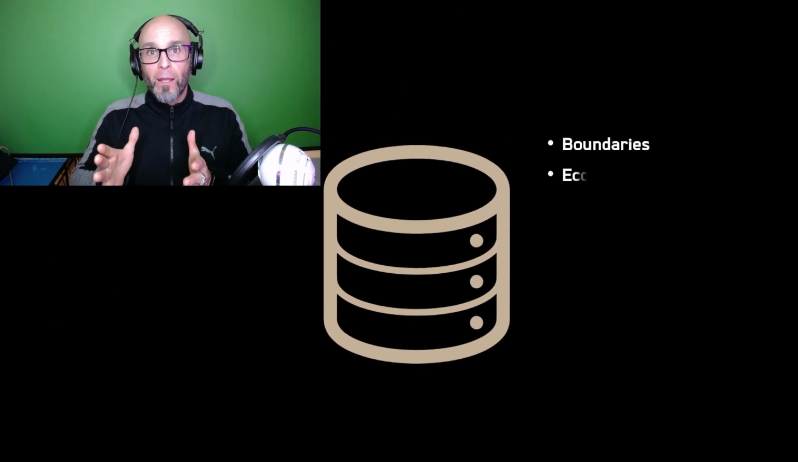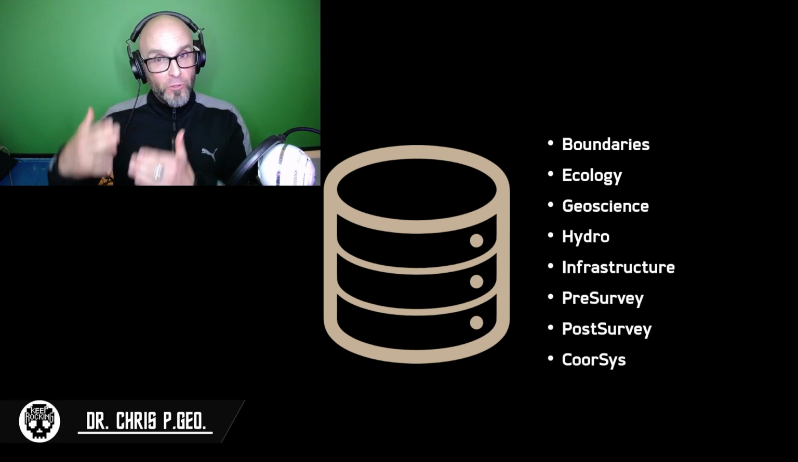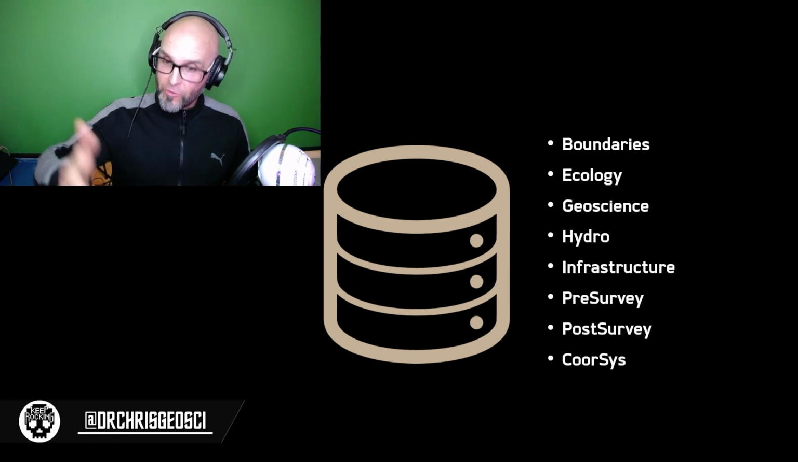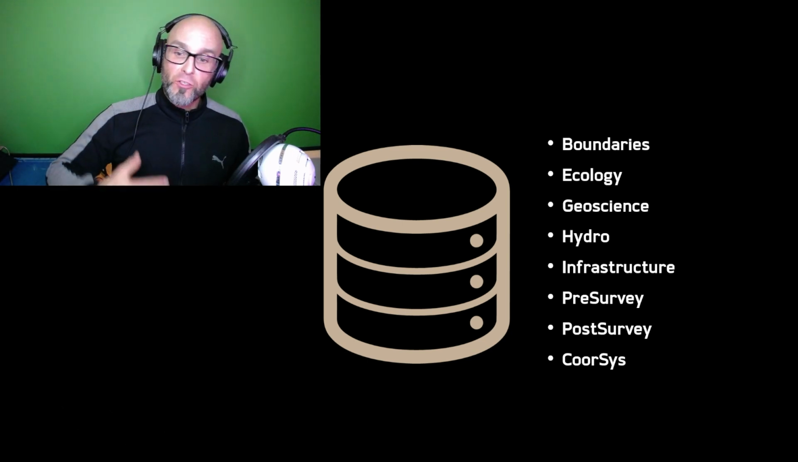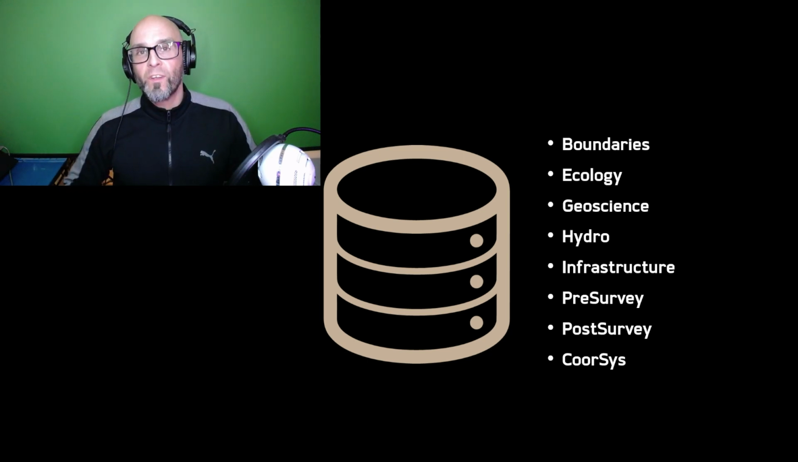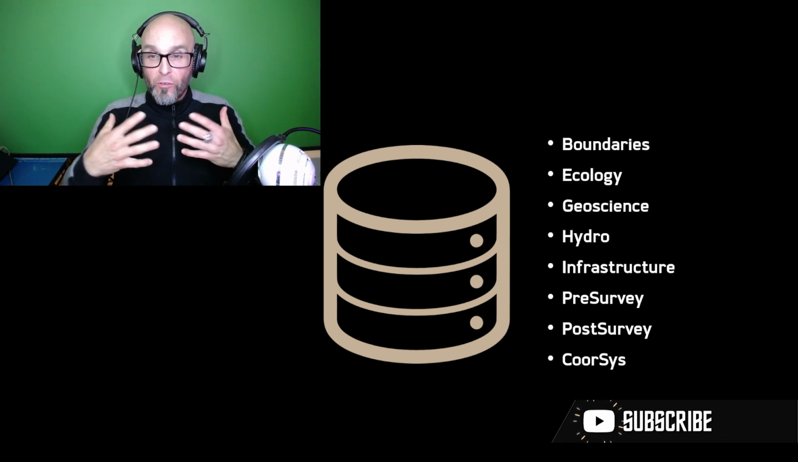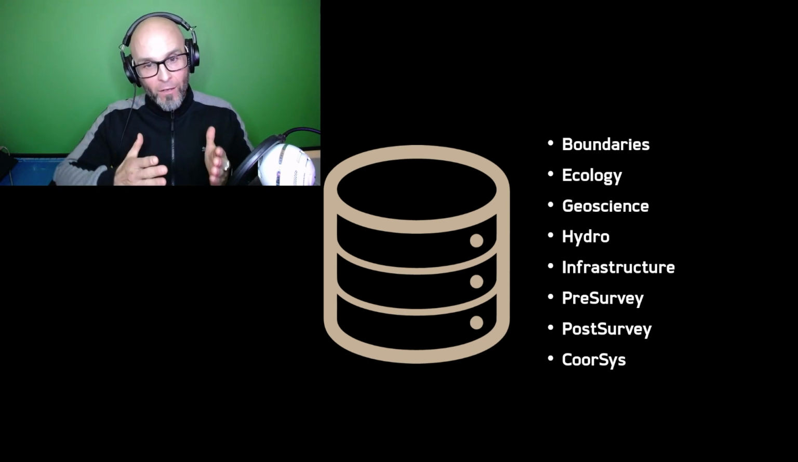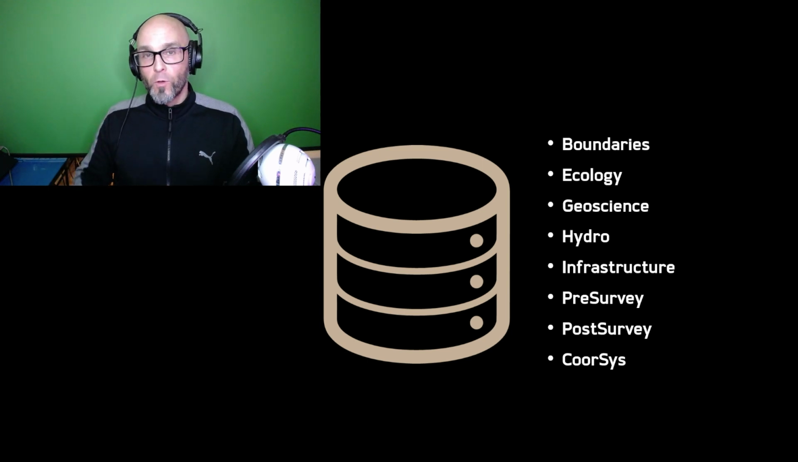With respect to featured assets within a geodatabase, once again, I have very specific naming for each of my featured datasets. In this case, I'm just giving you an example. Boundaries, ecology, geoscience, hydro, infrastructure, pre-survey, post-survey, and coordinate system. Now, you may want to add a bunch more, but these are the basic ones that I use, again, for every single GIS geoscience project that I create.